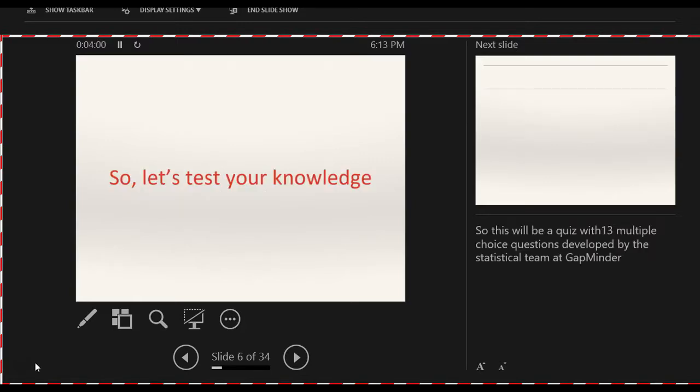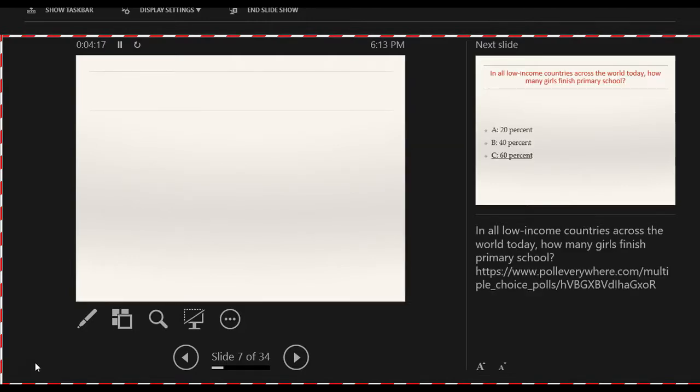First things first, I want to test some of your knowledge of the environment that you operate in. This is a quiz that the team at Gapminder created. It's a 13-question quiz, and I want to put you through this. It's relatively simple questions about the world. Let's see how you fare. Let's see if Gapminder is going to pull up. Maybe, maybe not. Oh no.